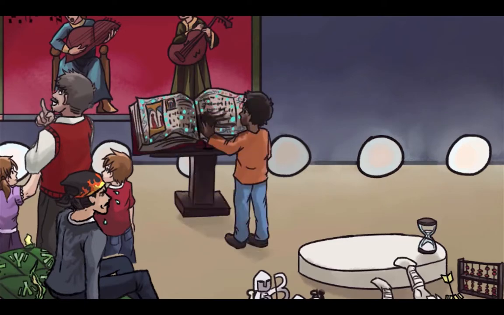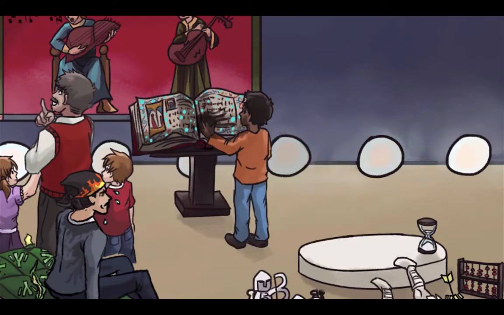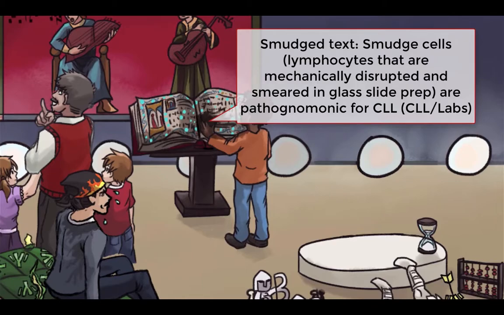On the peripheral smear in CLL, you'll see lots of B lymphocytes, of course. And the thing to remember here is that they look like your regular old small blue lymphocytes with narrow borders of cytoplasm and dense nuclei, which we've illustrated in the book. Some lymphocytes may appear smeared on the slide. These are called smudge cells. Hence the smudged ink on this priceless artifact here. Smudge cells are pathognomonic for CLL.